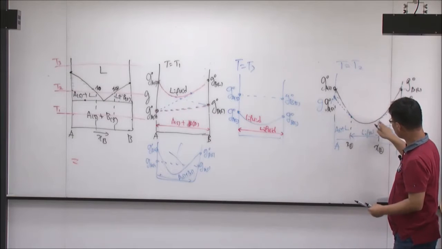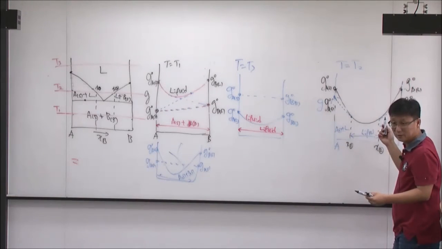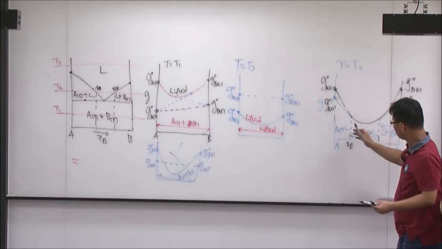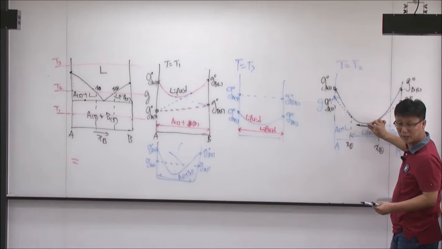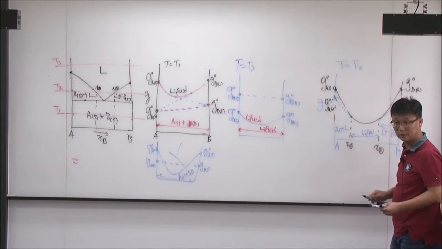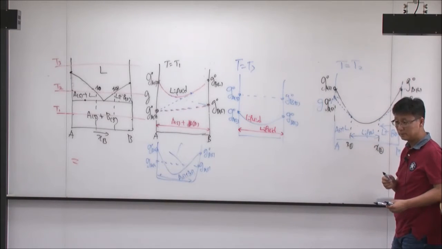Here, there's no cotangent line. I mean, this one is not a cotangent line. There's no two phase. I mean, this is a cotangent line, but that cotangent line is much higher than my single liquid phase cotangent line. Okay? So, liquid phase is stable here. Good?